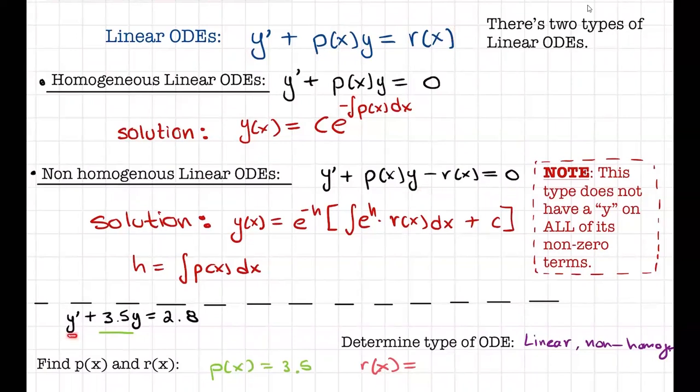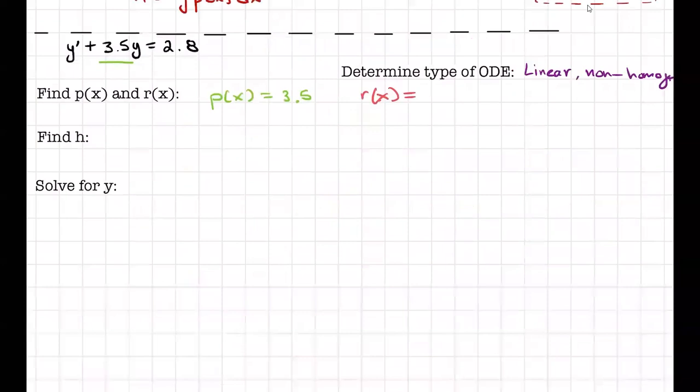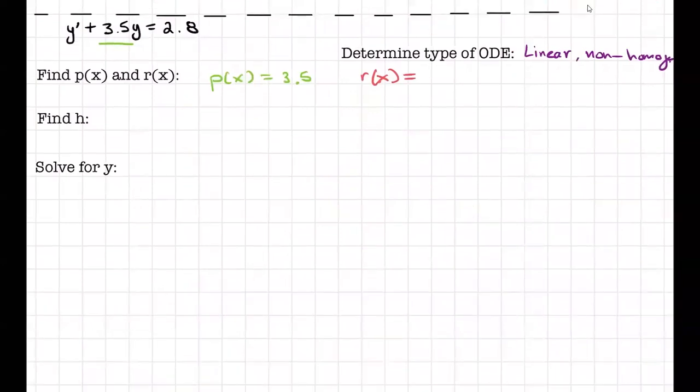Since this is following this format, we know that the r of x, we can write it as positive. So r of x is 2.8. And it's just that number in front of the y. Or yes, it's just that term. The function, whatever it might be, is just that section. Pretty straightforward, pretty simple. Okay, now that we know that, we can find h.